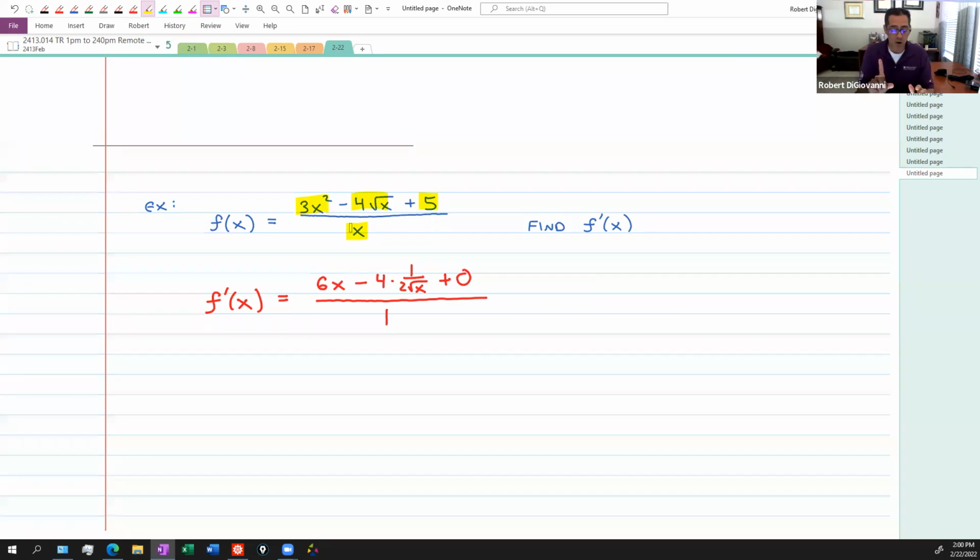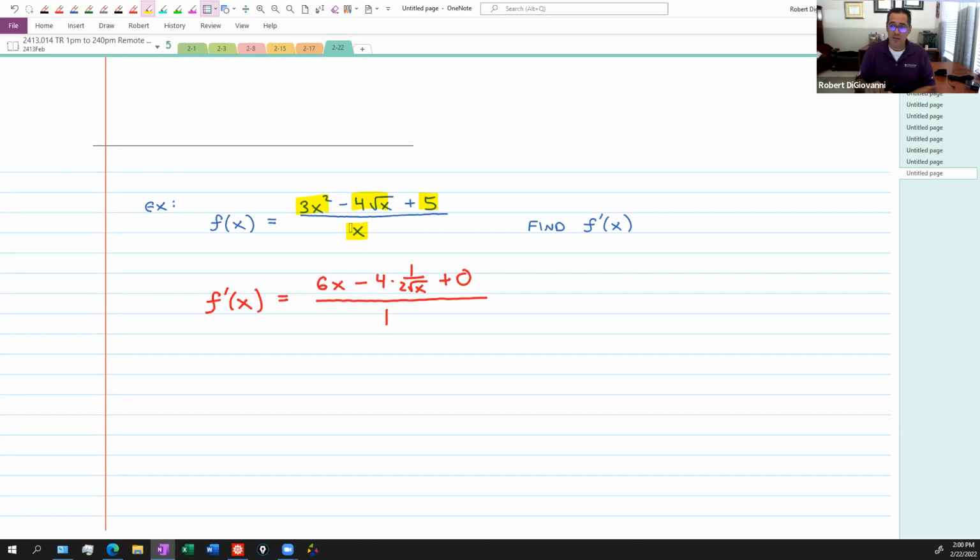And here's why it's wrong. The only rule that I've given you allows you to take the derivative individually, piece by piece, if you have addition and subtraction only, right? I have not talked to you about how to handle division, have I? I have not. In fact, I'm going to talk about that next class. I'm not even going to talk about it today.